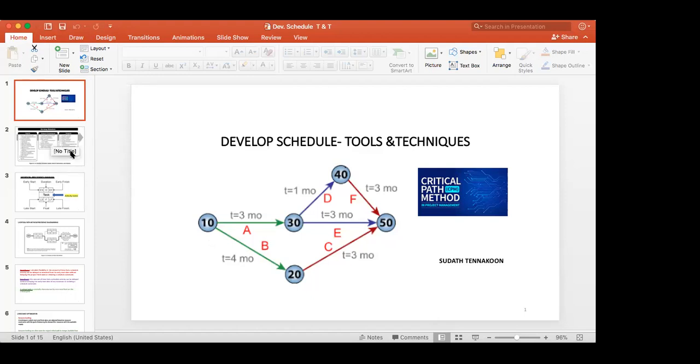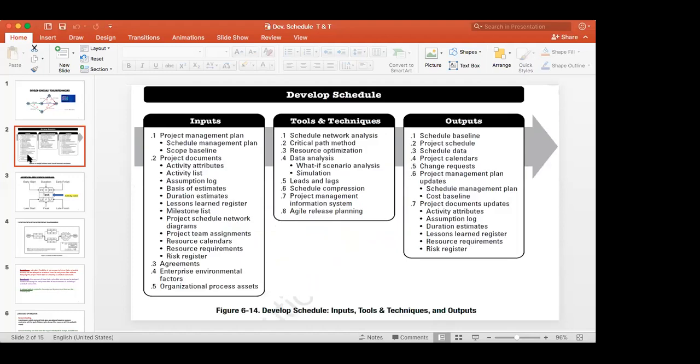Here we are going to find the tools and techniques for developing the schedule, because the inputs and outputs you can read and understand. The most important thing is the tools and techniques, because if you are going to work out a problem in the exam, these things we normally know. If you want more details, you can go through the previous PowerPoint presentation, the first one on develop schedule.